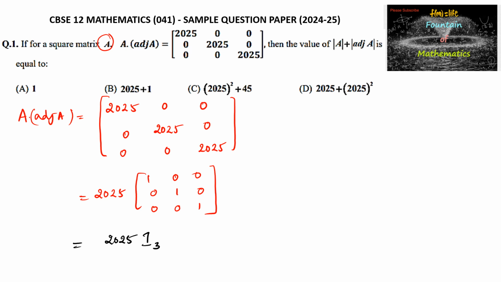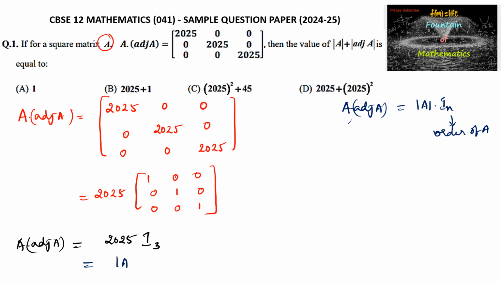So we can consider the matrix A with order 3, and here A into adjoint of A is on the left side. And we have a property: A into adjoint of A is equal to determinant of A into the identity matrix of order n, that is In, where n is the order of matrix A. So when comparing here, 2025 can be taken as determinant of A, and the identity matrix of order 3.